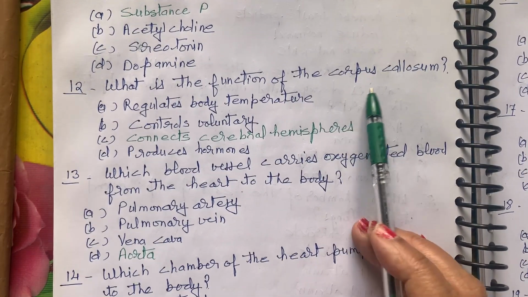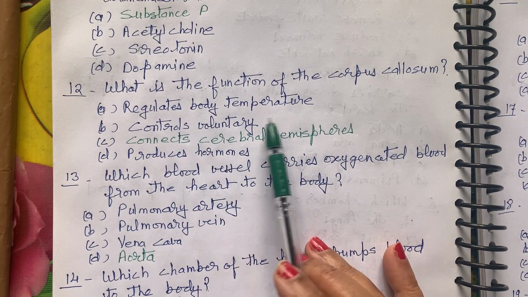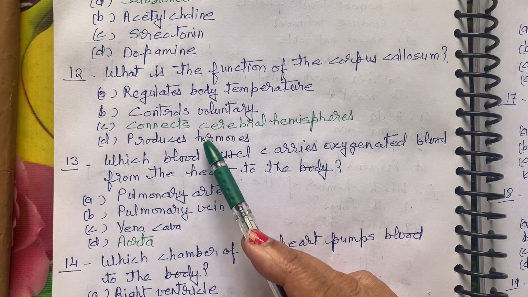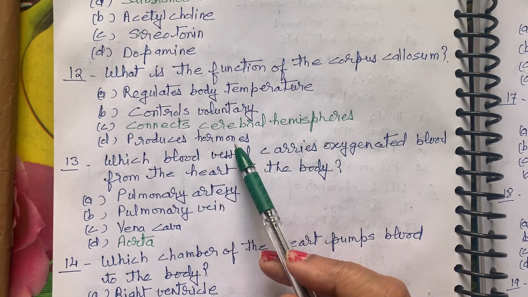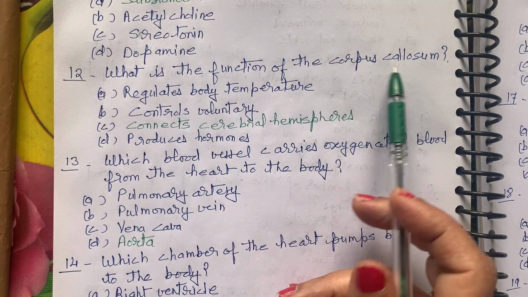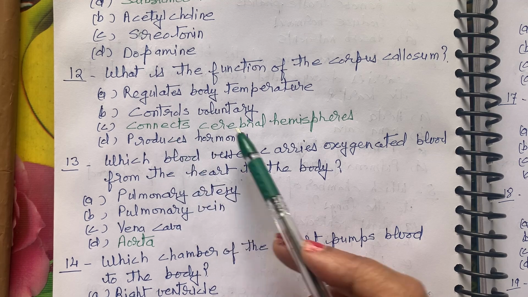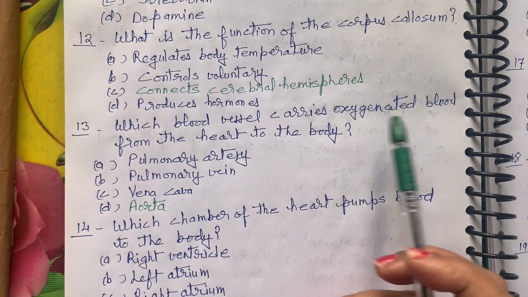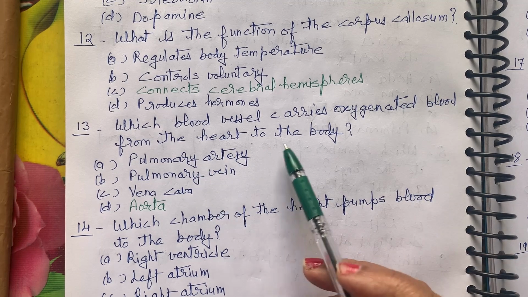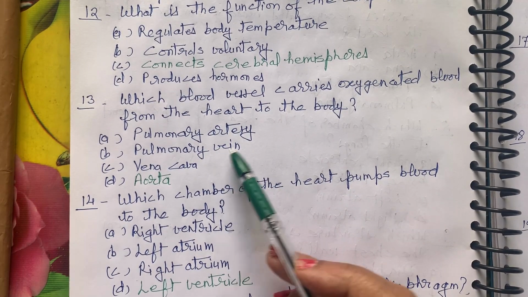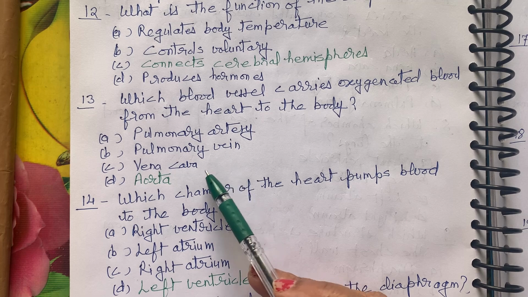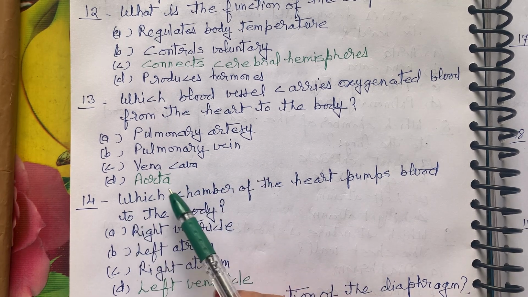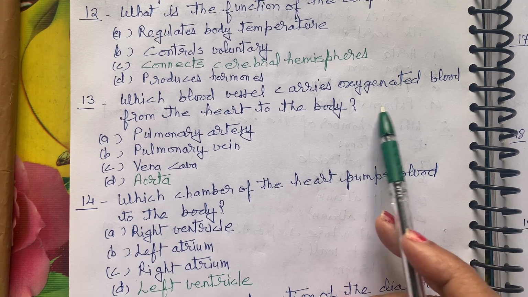What is the function of the corpus callosum? Regulates body temperature, controls voluntary movement, connects cerebral hemispheres, produces hormone. The function of corpus callosum, C option is correct, connects cerebral hemispheres. Which blood vessel carries oxygenated blood from the heart to the body? Pulmonary artery, pulmonary vein, vena cava, aorta. The correct option is aorta, it carries oxygenated blood.